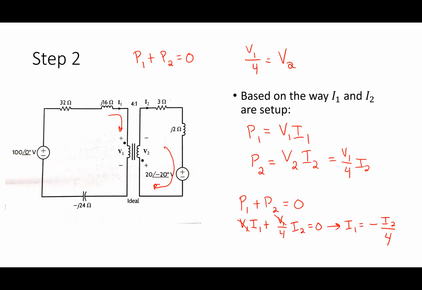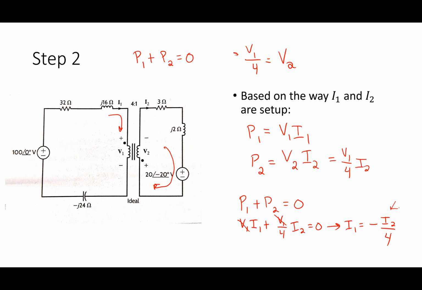Magnitude-wise, this should make sense. It tells me that the voltage on the primary side has to be 4 times the voltage on the secondary, and the current on the secondary side has to be 4 times the current on the primary side. The side with more turns has more voltage, and the side with fewer turns has more current. So we can always do a quick check. Any questions about how I got to that?